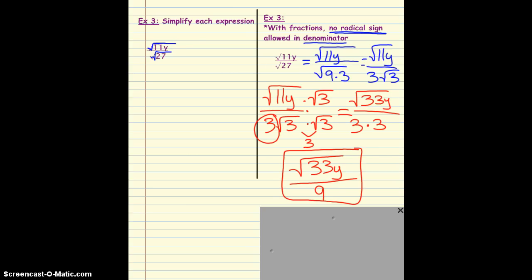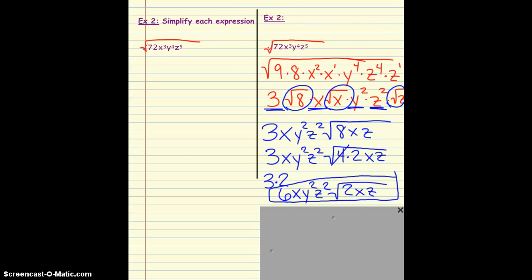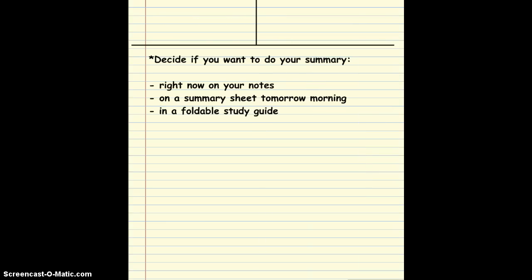All right, so today we are working with variables and square roots. Here we go, next one. So we're ready for our summary. Write down what you learned, what you need to remember on your notes, on your summary sheet, or in a foldable study guide.